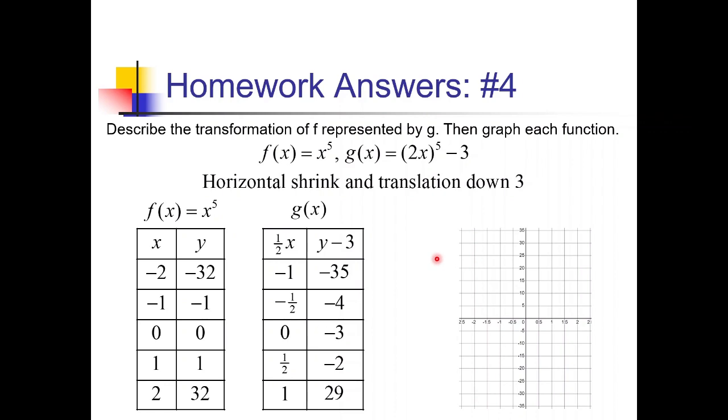So graphing all these out now, we have -1, comma, -35 all the way down here. Actually, a little further down. There we go, -35. And then we have -1/2, -4 right there. Let's see, 0, -3 is somewhere over there. It's very, very precise at this point. 1/2, -2 is right about there. And then we have 1, comma, 29. That's almost 30 up there. And then just going through all of these points, that gives us our transformed x to the fifth.